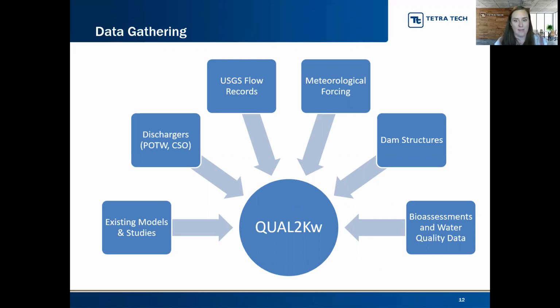And really that wealth of data from the bioassessments and the water quality data, the sondes that have been put out that log dissolved oxygen, sub-hourly even. All of that data goes into developing the Qual2KW model. So we've got a really bulky model with all these inputs, and then we delicately pull out what's helpful to us.